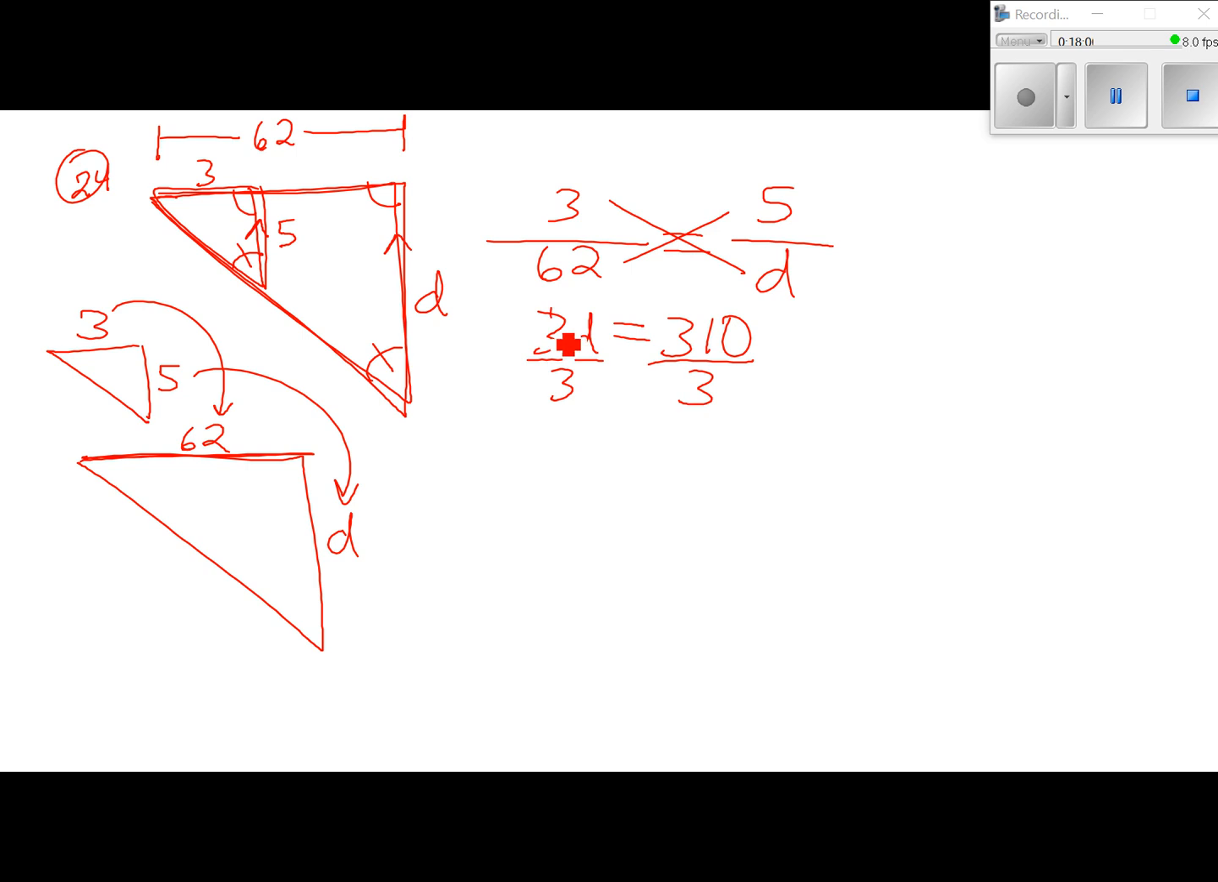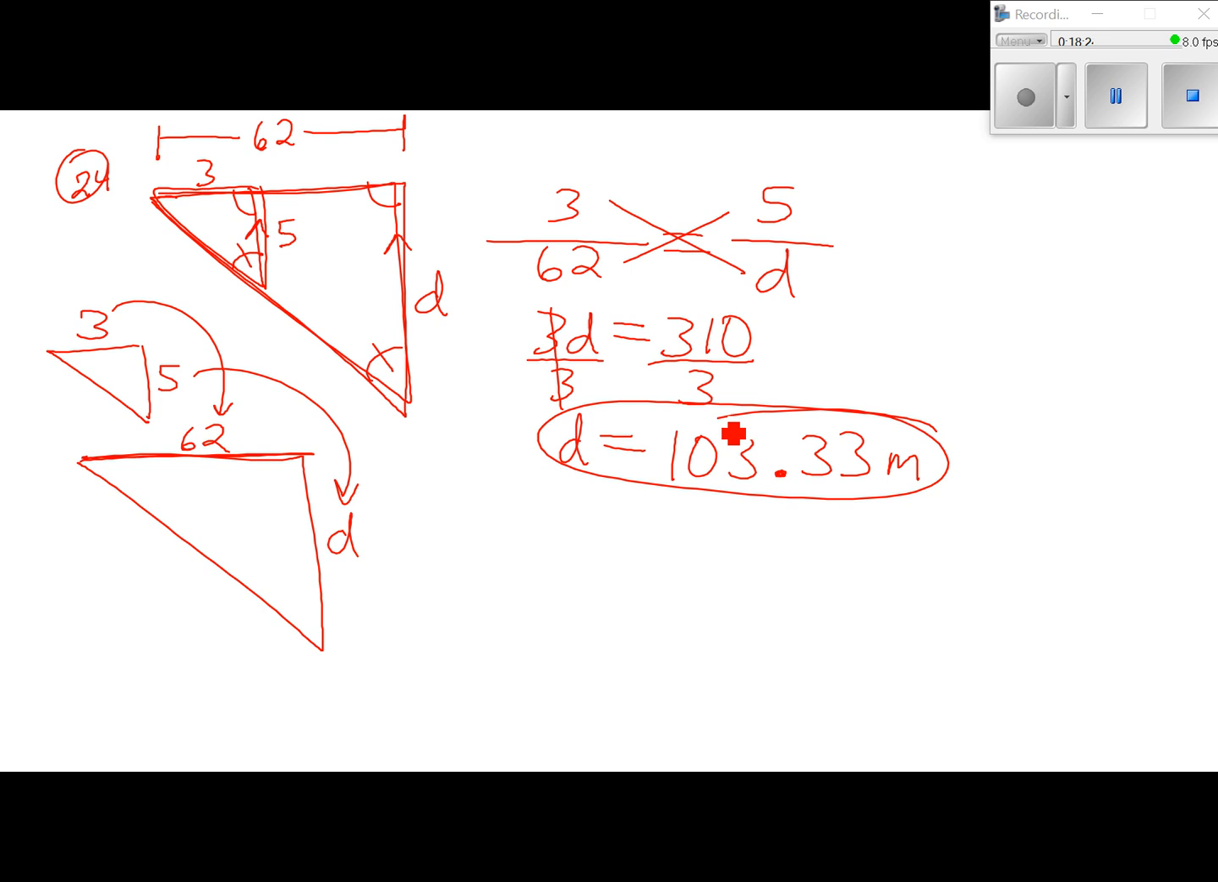Now this one's in meters, so when we divide this, 310 divided by 3, and it comes out 103.3 repeating. Since it's in meters, it's all right to have that decimal because the metric system uses decimals. So we're saying about 103.33 meters.